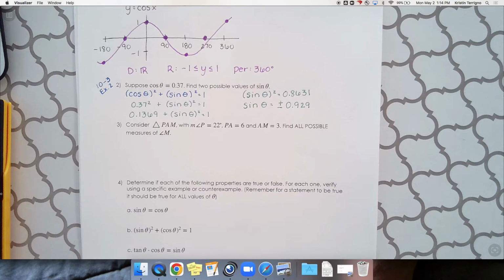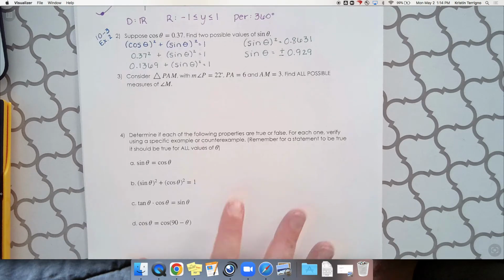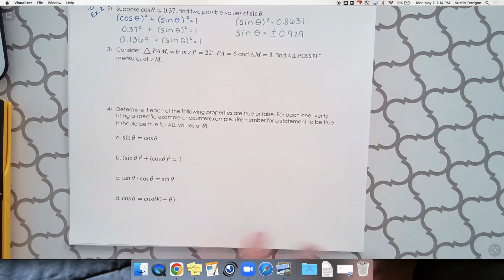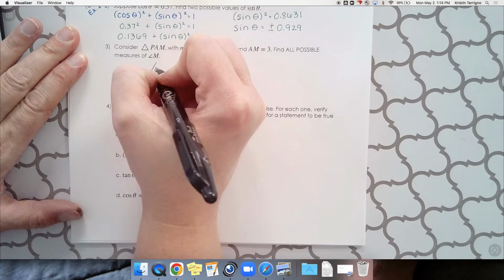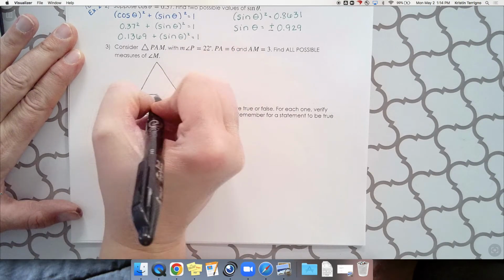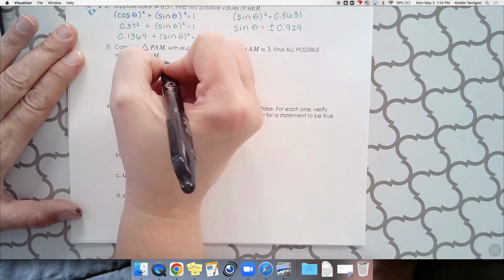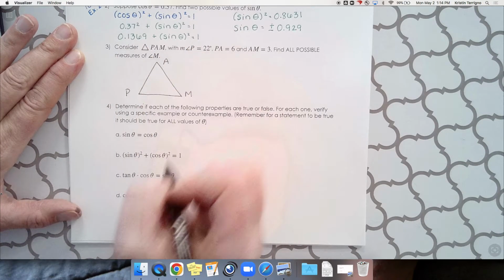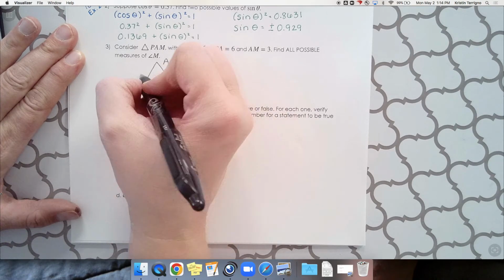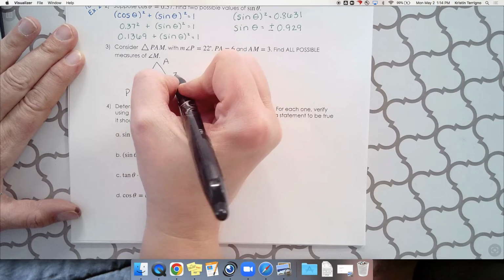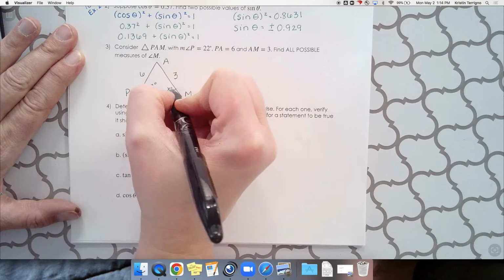This idea here really leads into the next question we're going to look at, this number 3. I went over this with you on Friday, but it would probably be good for you to see again. So let's get our triangle PAM set up here. I'm drawing this very much not to scale, and I'm doing that on purpose. So this is PAM. Angle P is 22 degrees. PA is 6. AM is 3, and I'm looking for this angle here. I'm trying to find that.